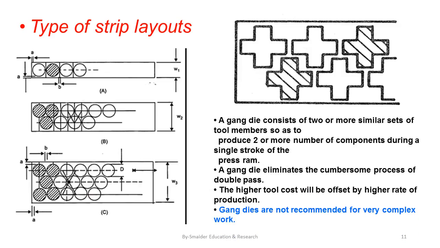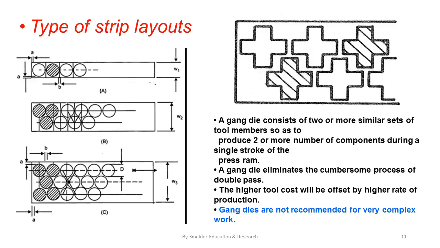Another option is your gang punch. It means you have 2 rows and you have 2 punches. You get 2 components at one time. What is a gang die? A gang die consists of 2 or more similar sets of tools to produce 2 or more components during a single stroke of the press ram.